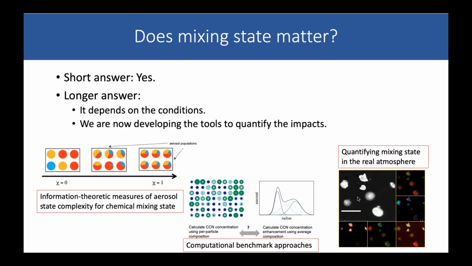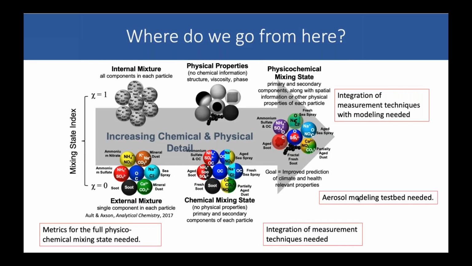And so with this, we can continue along an axis that we're showing here from that analytical chemistry review that we had before, where we start with either an internal mixture, with this mixing state parameter chi equal to 1, fully internally mixed on the upper portion, or something that's fully externally mixed as shown in the lower left here. We can then start thinking about the physical properties and the chemical mixing state, about how things are divided. And if we put it all together, we end up with the physicochemical mixing state.